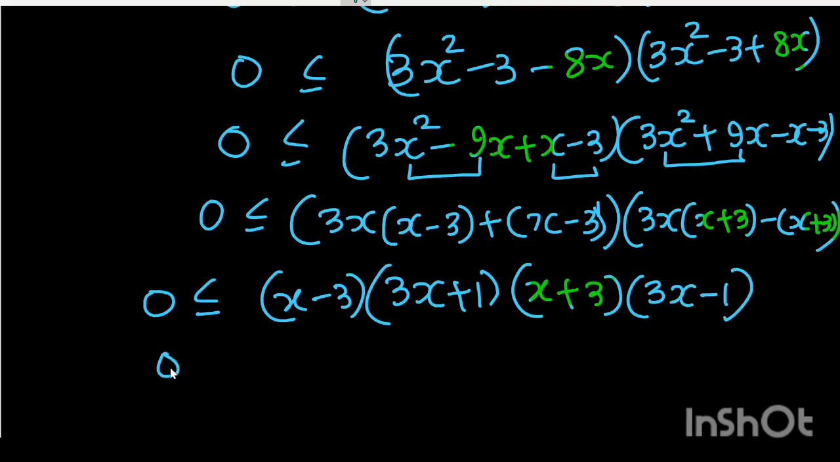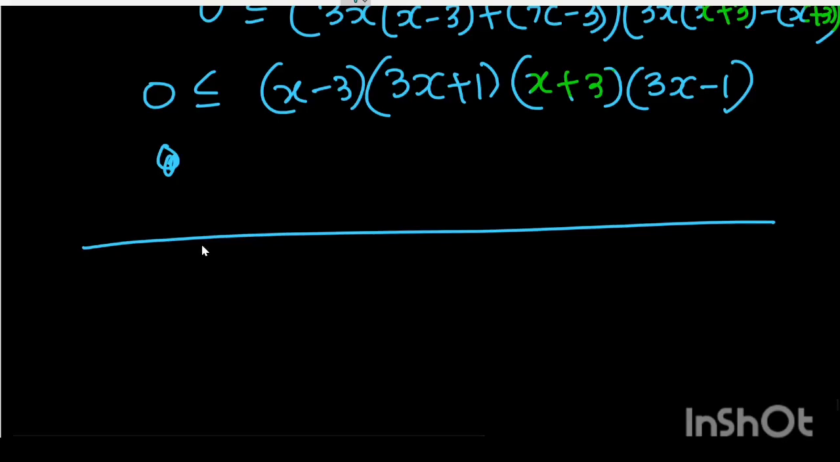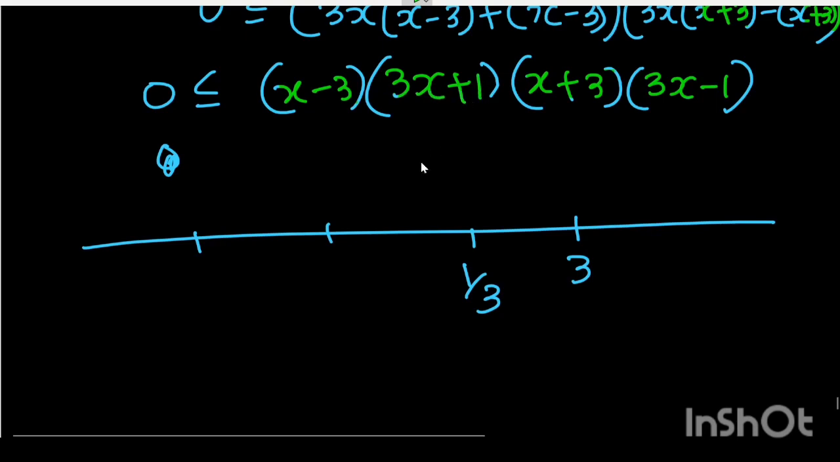So we will use wavy curve method, guys. As you can see, there are 4 zeros here. The biggest one is x minus 3, so 3 we will plot, followed by 3x minus 1, so 1 by 3 we will plot, again followed by 3x plus 1, which gives minus 1 by 3 as one of the zeros, and followed by x plus 3, which gives minus 3.